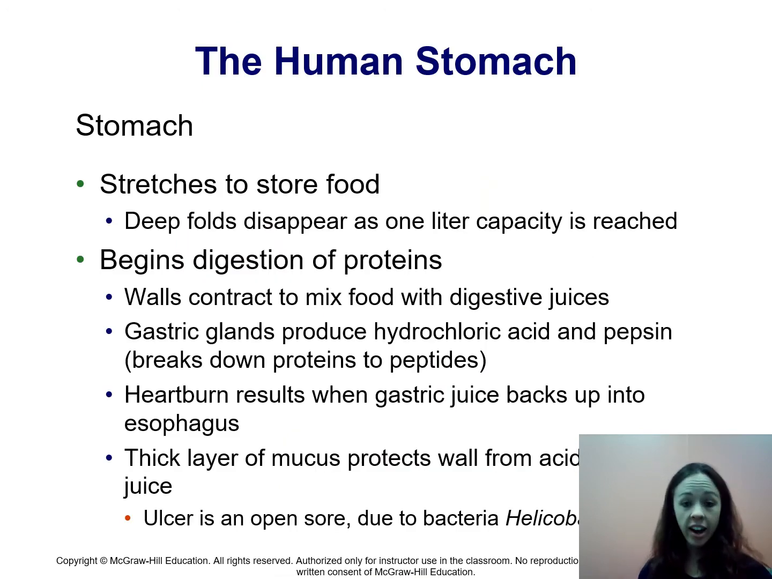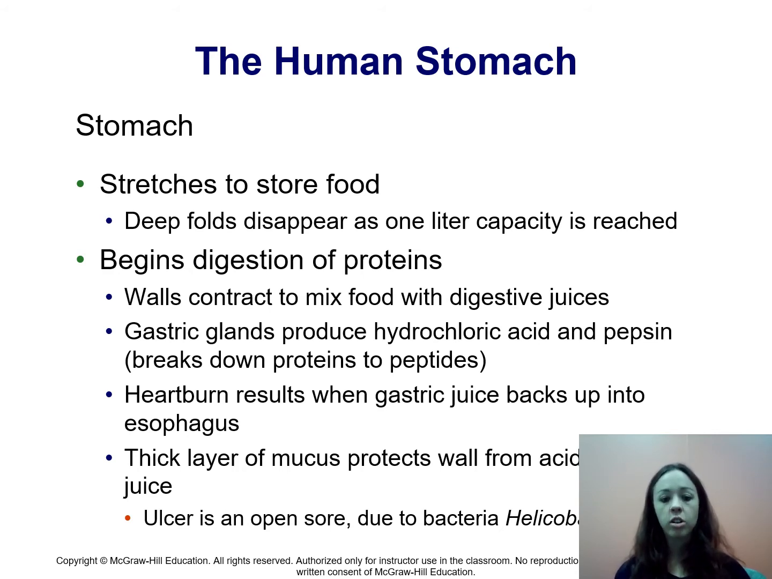The next organ we have is the stomach, and the stomach is a 10-inch J-shaped organ located underneath the liver on the left side of the body. It is a place where proteins are digested and food is stored. It has many folds, which disappear as the stomach reaches its max capacity, which is 1 liter.